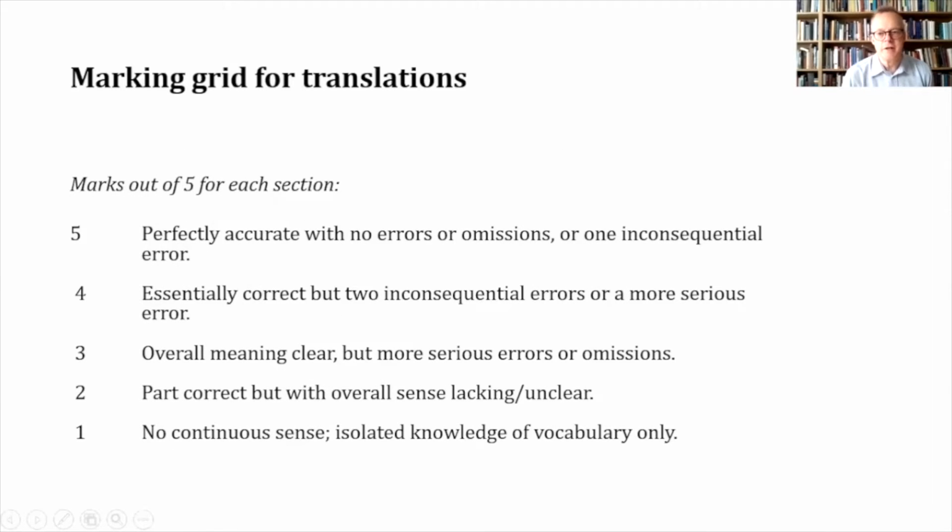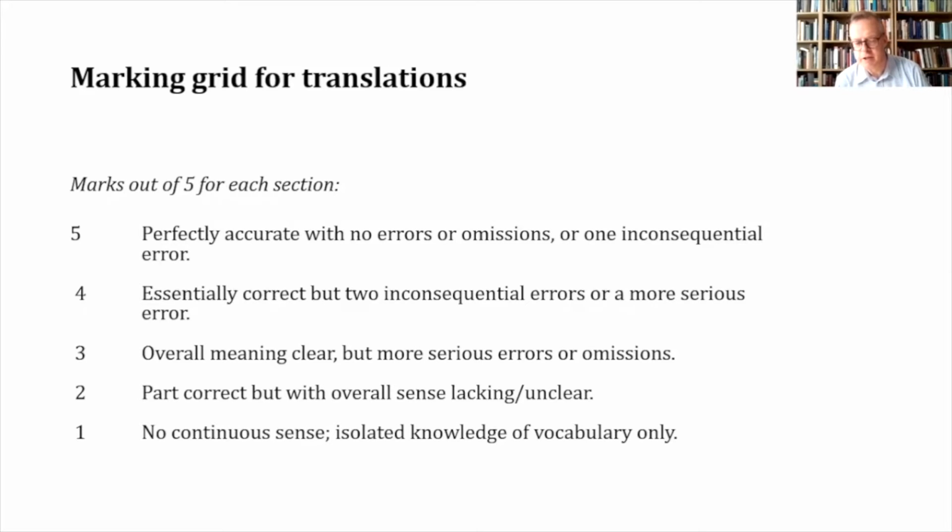For the translation section, this marking grid applies, I'm sure people are familiar with. Again, I'll come back to that later on briefly, but one thing to say about it is that it is dangerously easy to fall down from 5 to 3, is my observation about it. In other words, number 4, mark to get 4, 2 inconsequential errors, 1 more serious error.